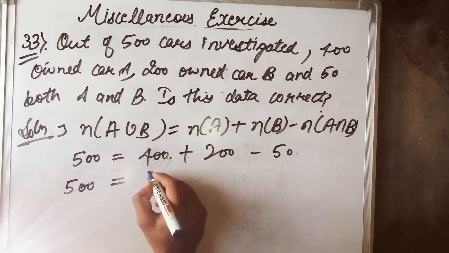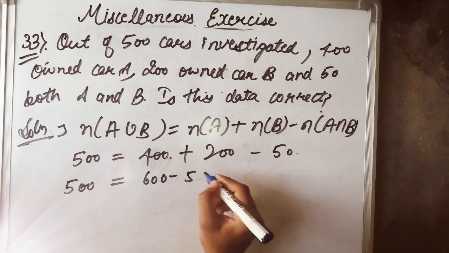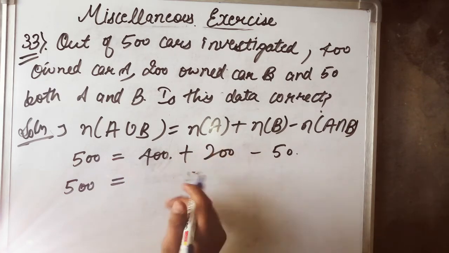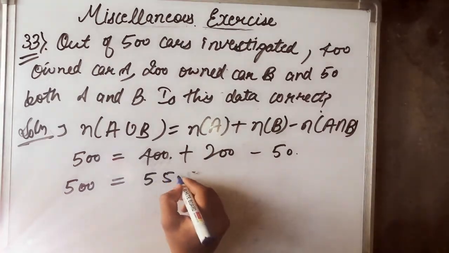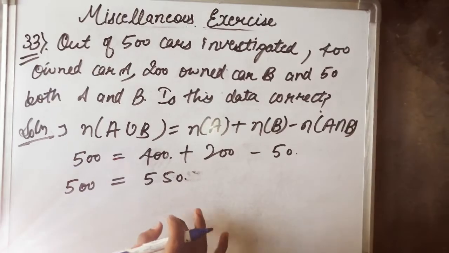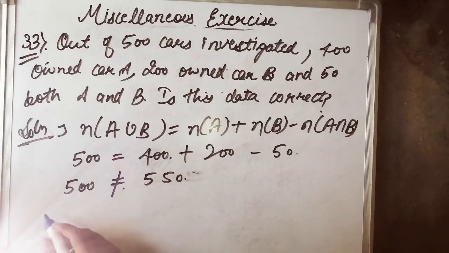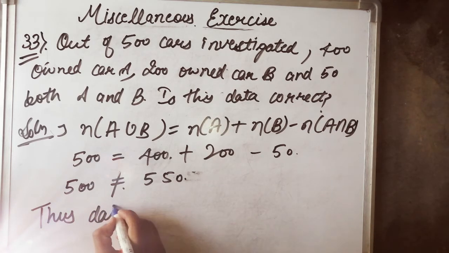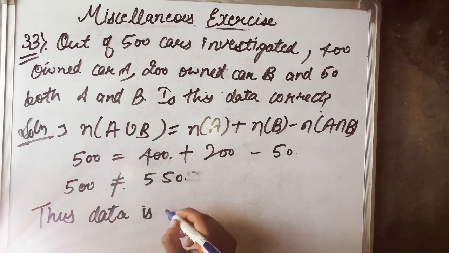500 equals 600 minus 50, which is 550, and thus we can say that 500 is not equal to 550. Thus the data is incorrect.